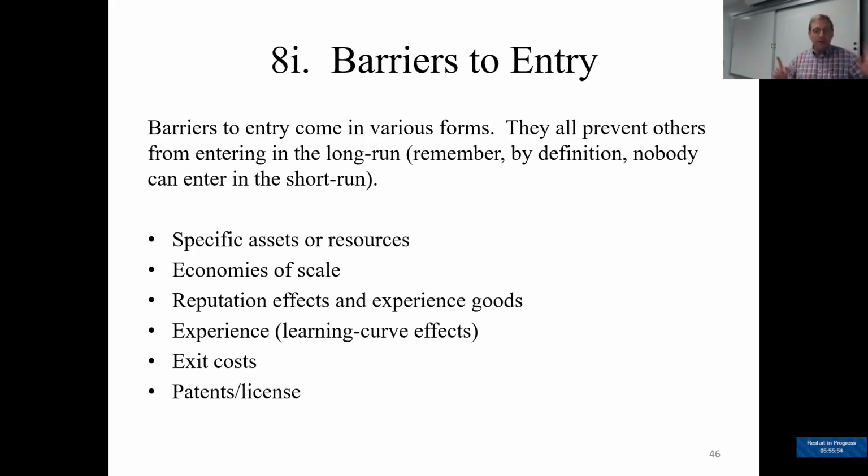So here are some examples of barriers to entry. The first one could be specific assets or resources. You've got the only computer engineers who know how to make an iPhone. Nobody else can compete with you. That's a big barrier to entry. Even if I were allowed to, I wouldn't know how to make a smartphone. Eventually, other people caught up.